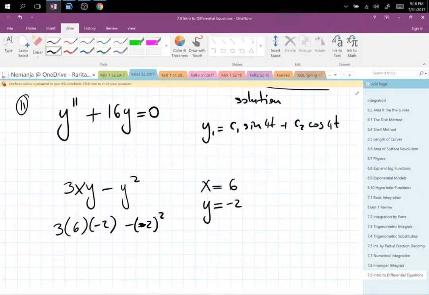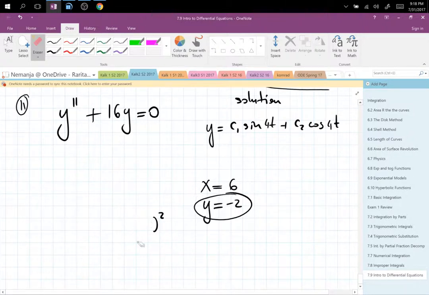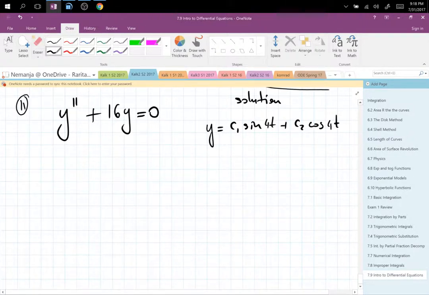Now you are doing the same thing except with functions. You don't get 6 and -2 now. As x and y, you get y double prime and y to plug in. I'm not sure why it says y1 over here; it's just y. So now I need the second derivative to plug in, and y I already have. So I have to go find the second derivative.